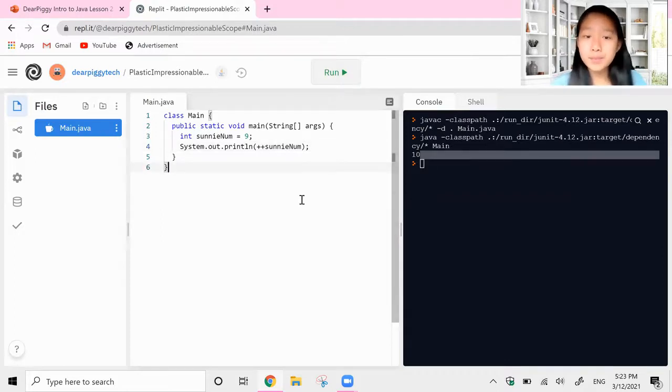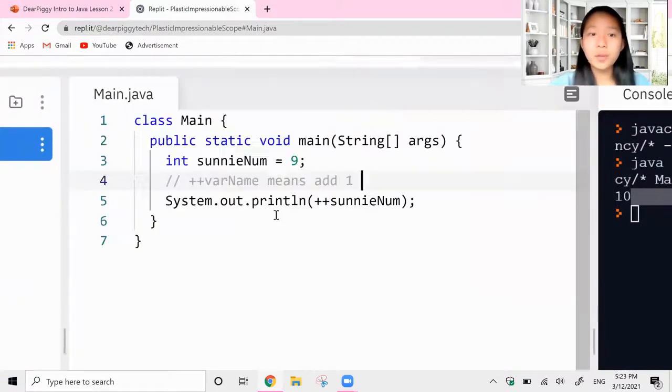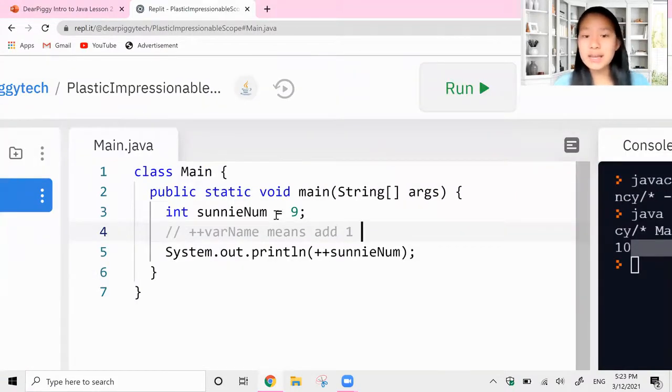Now, what plus plus does is it's going to add 1. So don't be misled by the two pluses. Plus plus variable name means add 1. Okay, so we know what plus plus means. If you want to increment something, instead of saying 9 plus 1, do plus plus your variable name. One, it makes you sound fancier and more professional. Two, it's a lot easier, right? So let's leave sunnyNum here for now.